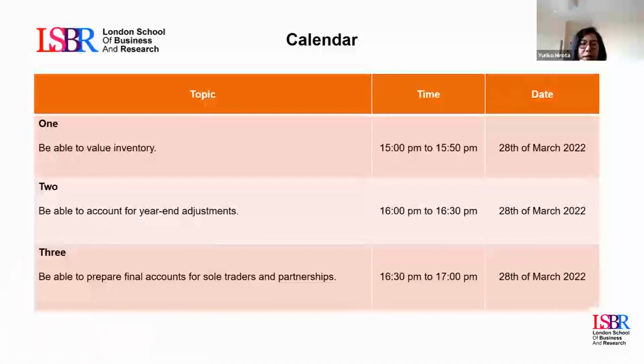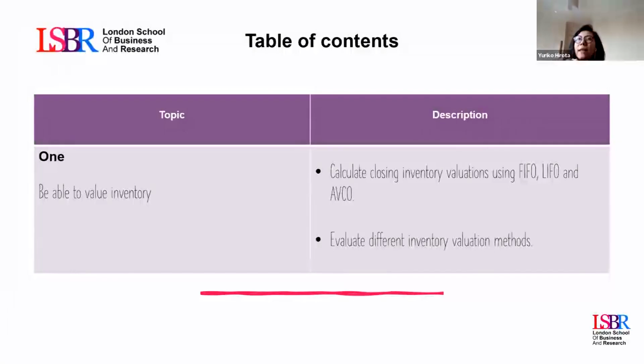And finally, in topic number three, this is the closing of this model, because we are going to know why it is important to prepare financial accounts for sole traders and partnerships. So this is the closing part of this model, in which we are going to understand the reason for having topic number one and topic number two. But before starting, I would like to know if you have heard something about inventory in companies.